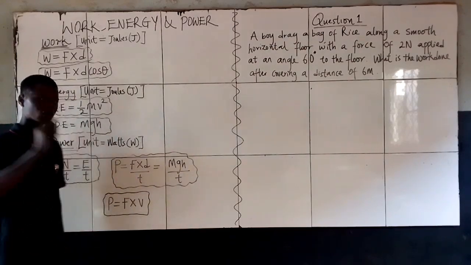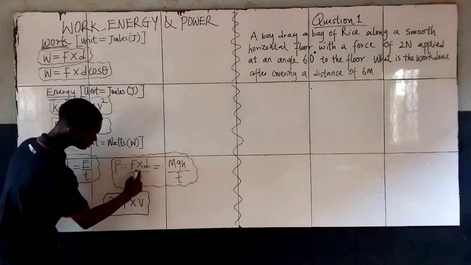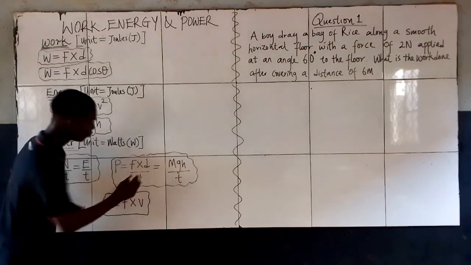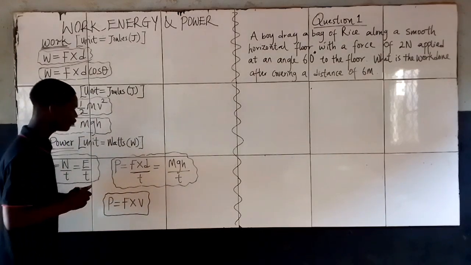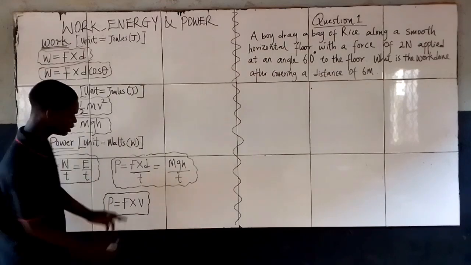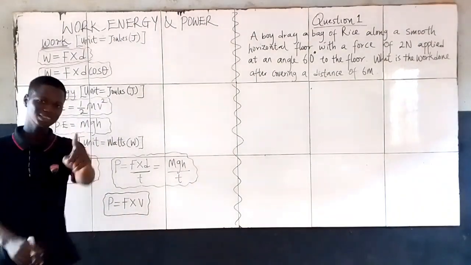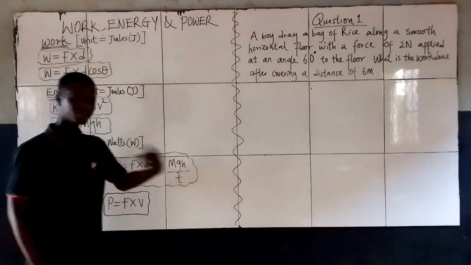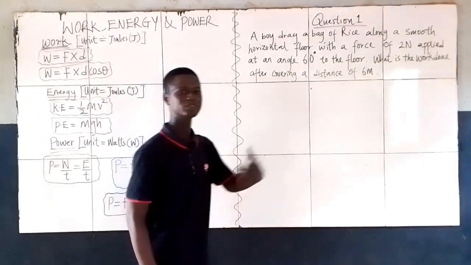Lastly, observing closely, this is distance over time. And from basic knowledge of physics, we know that distance over time is equal to velocity. That will then give us the last formula for power, which is force times velocity. Force times velocity.